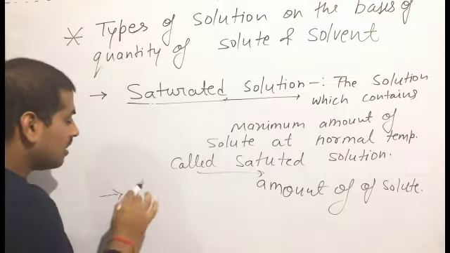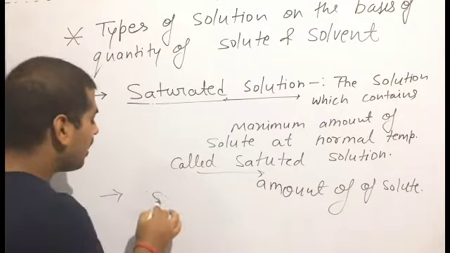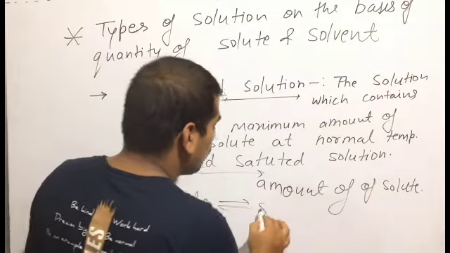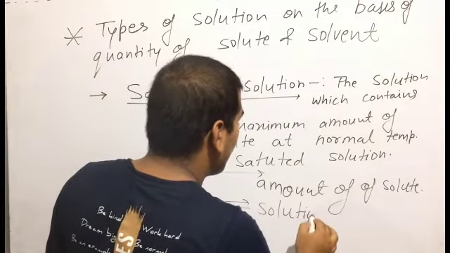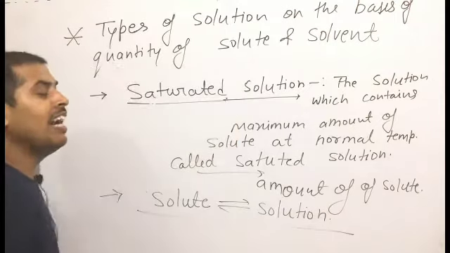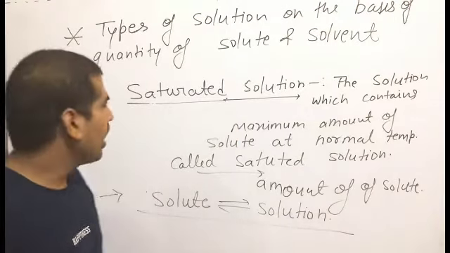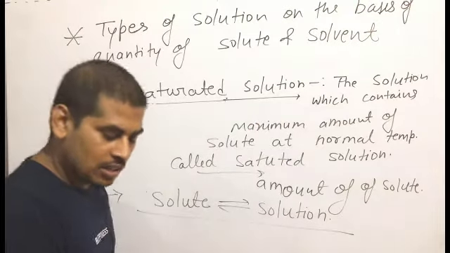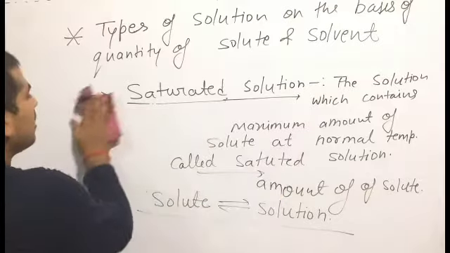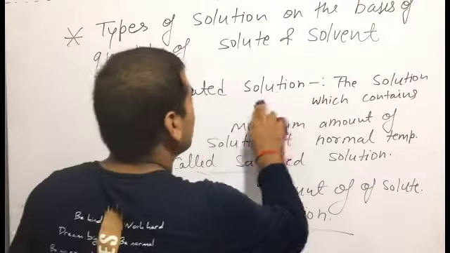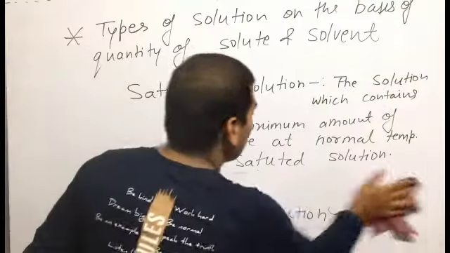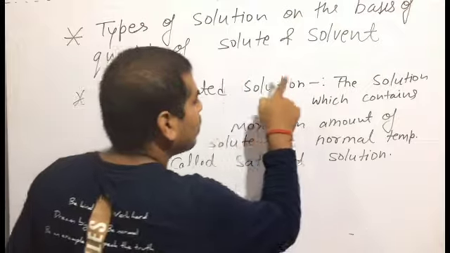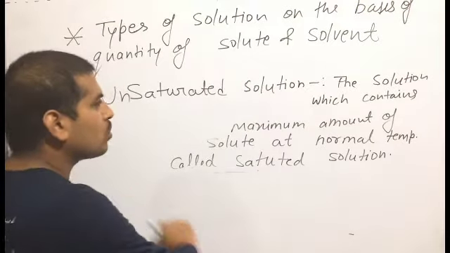One more thing, there is an equilibrium between solute and solution. Okay, so this is the saturated solution. Now another type is unsaturated solution. So this is also very easy. What is unsaturated solution?